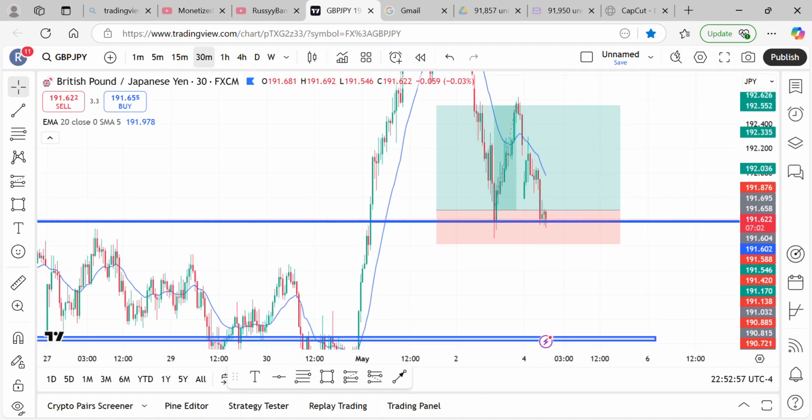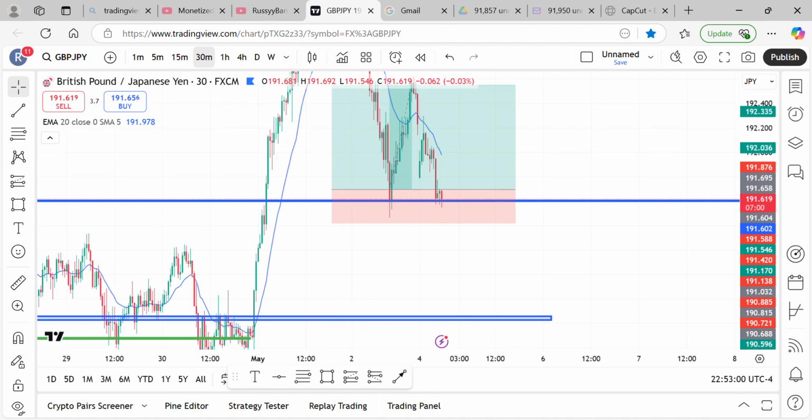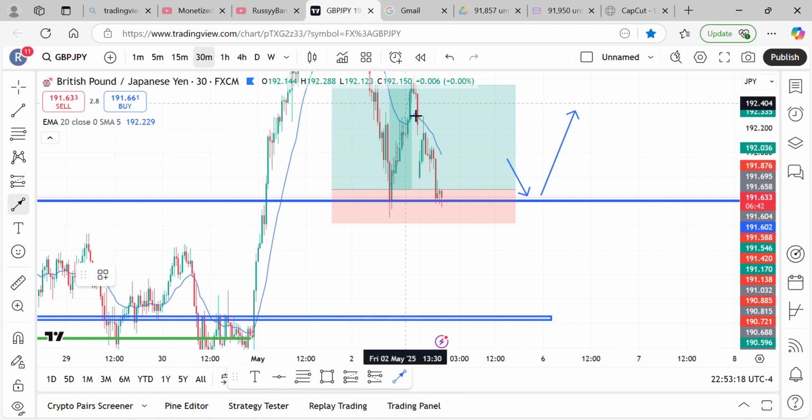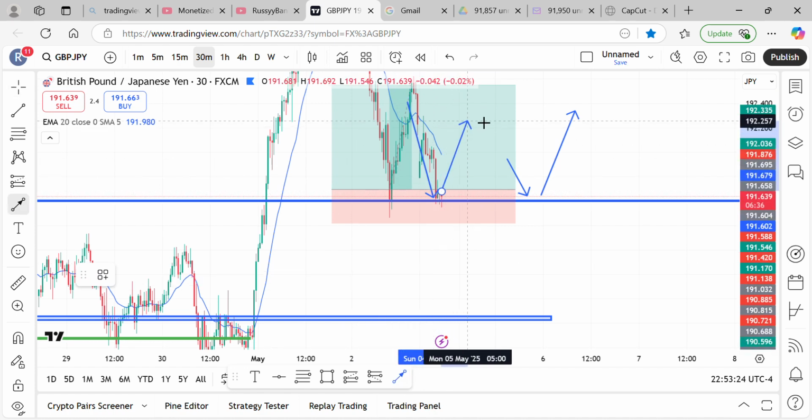So, like I said, what I'm looking for us to get is a reversal off of here like this, and then come back up to right here. And I'm gonna show you guys, right? This is exactly what it did. So the market came down here and shot up right here, right?